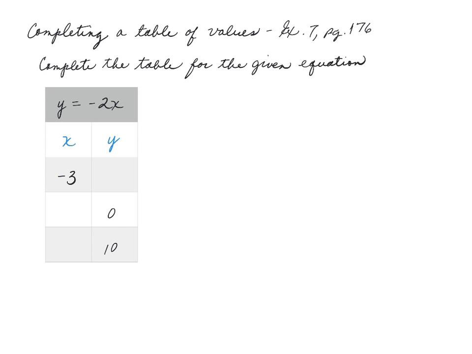So in this case, we're given an x value of negative 3. We have to solve for the y value. So let x equal negative 3. So that means we're going to plug a negative 3 in our equation. So y equals negative 2x. But what is x? X is negative 3. So that means y equals negative 2 times negative 3, which is 6.